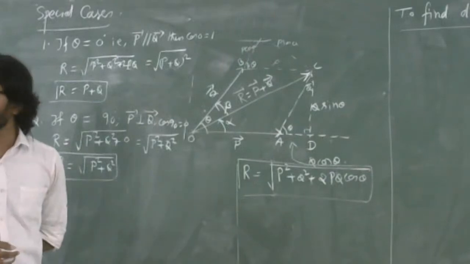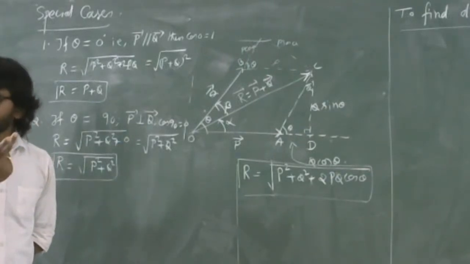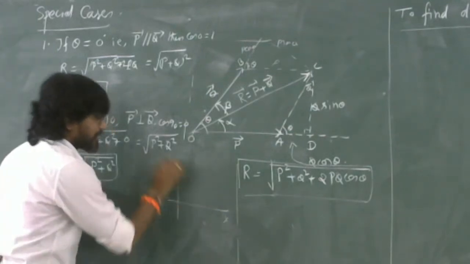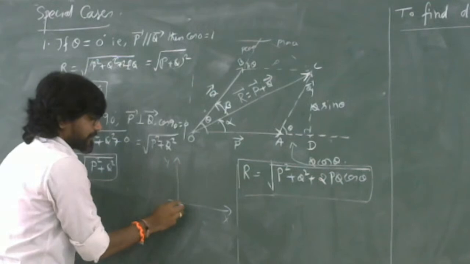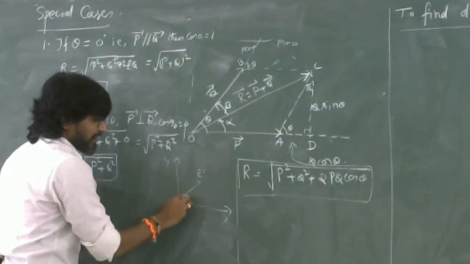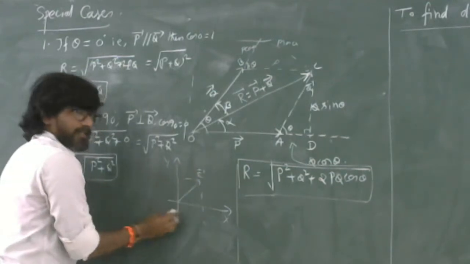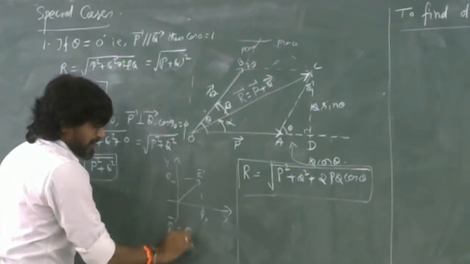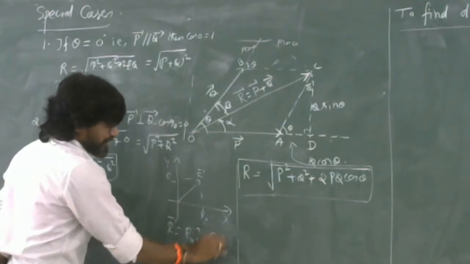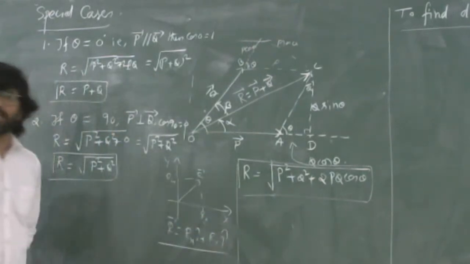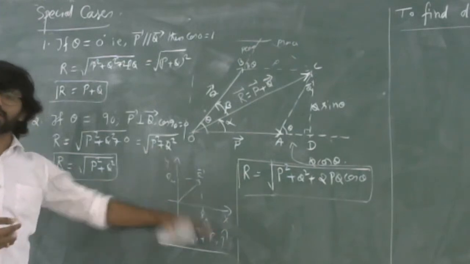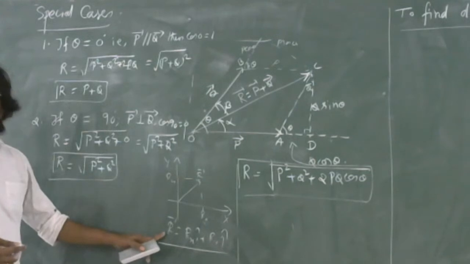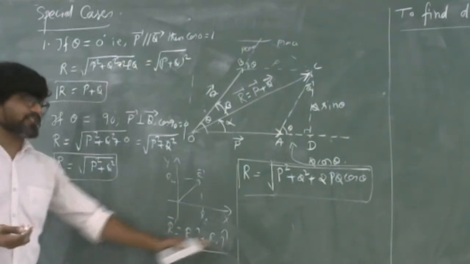Did you understand this? If you go back to the resolution of vectors, if you have a vector in the xy plane, this is a vector r having x component rx and y component ry, then r vector can be expressed as rx i cap plus ry j cap. The angle between these components is 90, they are perpendicular. Then the magnitude of this is square root of rx square plus ry square.